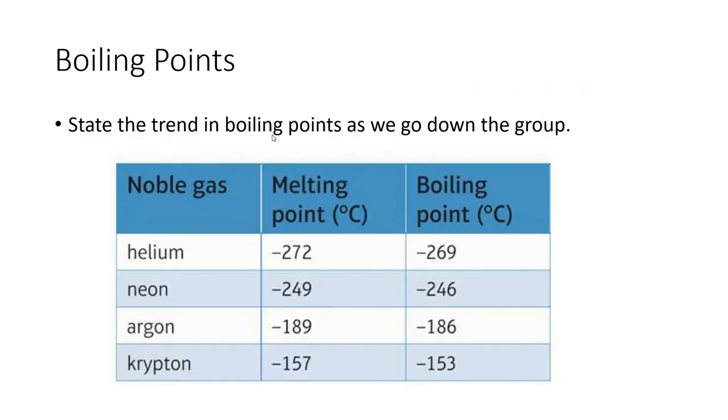Pause the video here and I'd like you to try and see what trend happens in the melting points and the boiling points as you go down the group. So as you go from helium to krypton, what happens to the melting and boiling points?